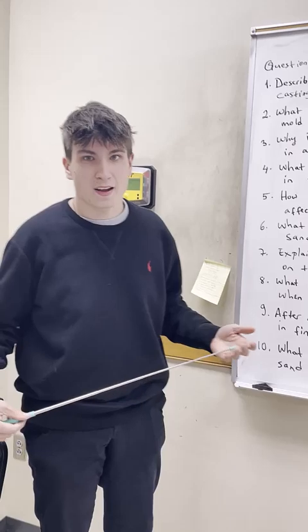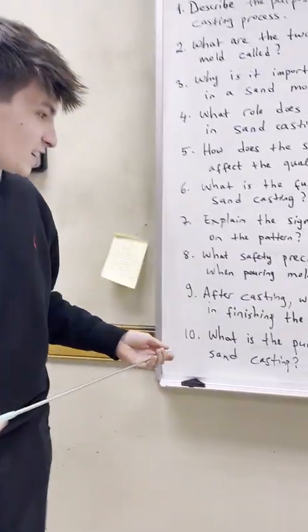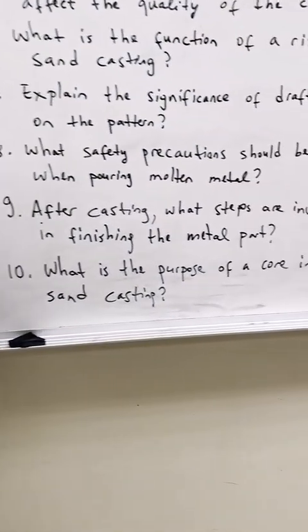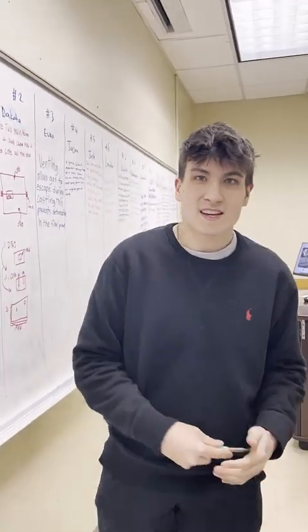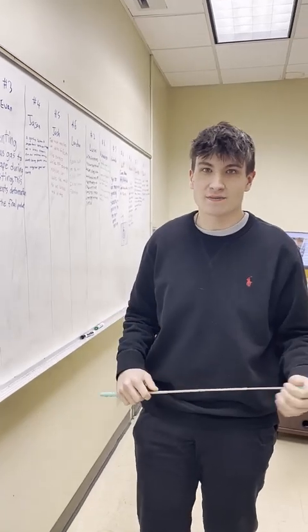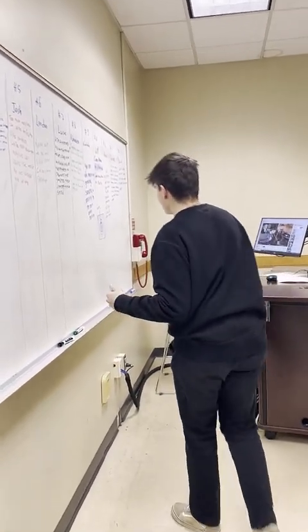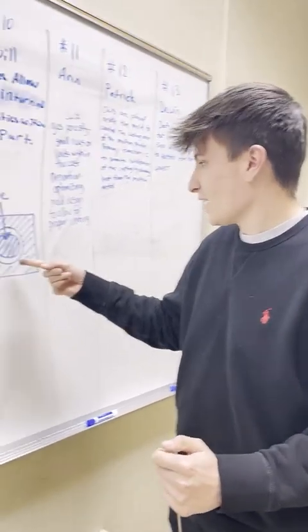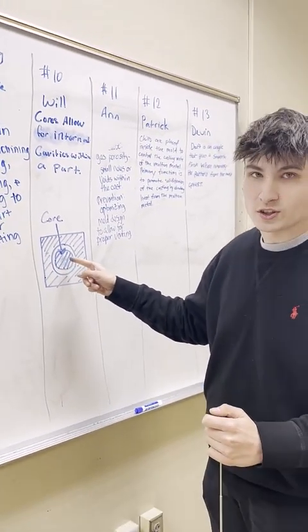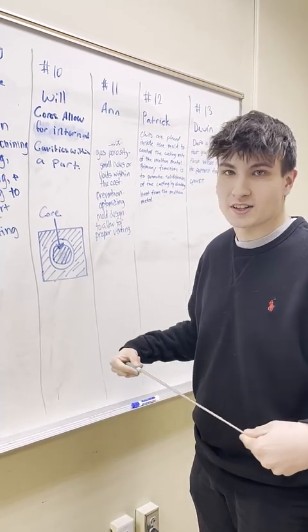Okay. Hi, I'm Will Whitney. I had question 10, and the question is, what is the purpose of a core in a sand casting? The purpose of a core mainly is to have internal cavities in your final product and part. As you can see, I drew a little picture here. If you want to cast a ring, the inside part would be considered your core, and that's going to leave you with an internal cavity in your part.